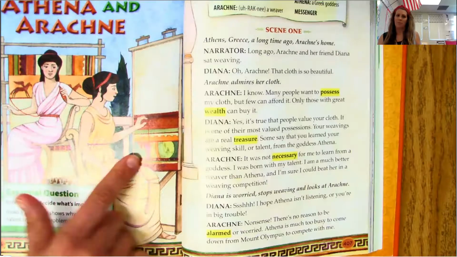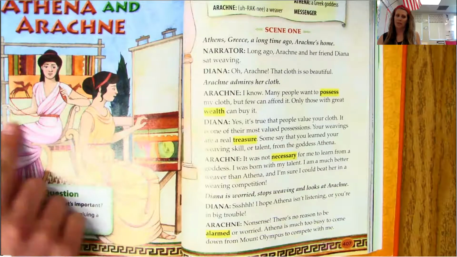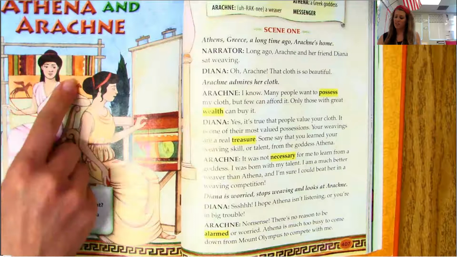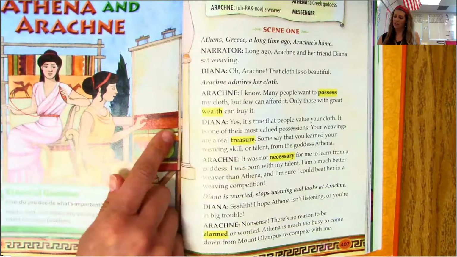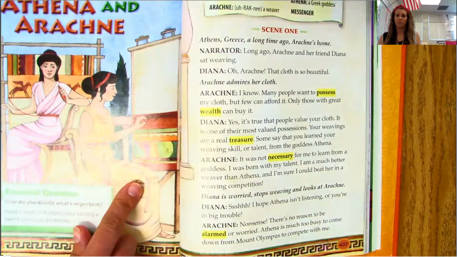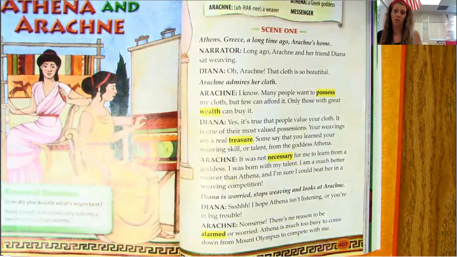So here's that picture. So this must be Diana. We can tell from her face she's worried. And then here's Arachne just into her weaving and just so into herself, right?